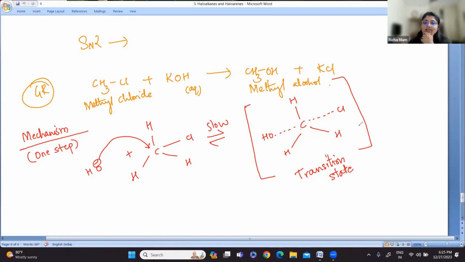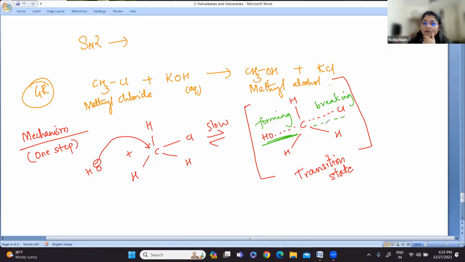So in this transition state, what is happening? This bond, I'll just show you, that is the HOC bond, is forming. There is a making of the HOC bond and a breaking of the CCl bond. So this bond is getting broken. In the transition state, the HOC bond is partially formed and the CCl bond is partially broken.